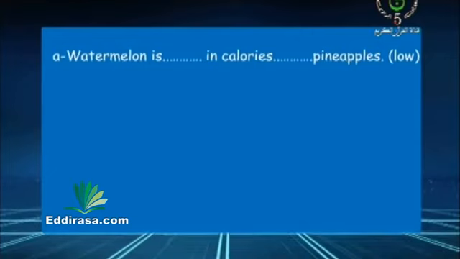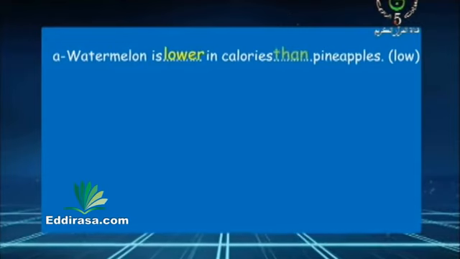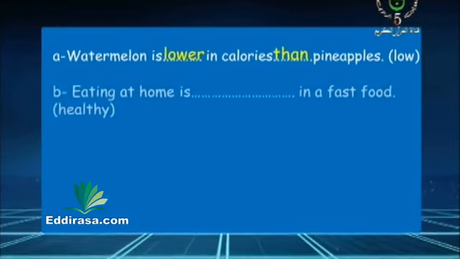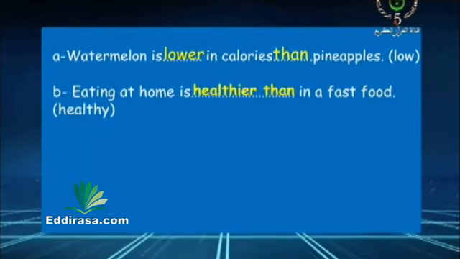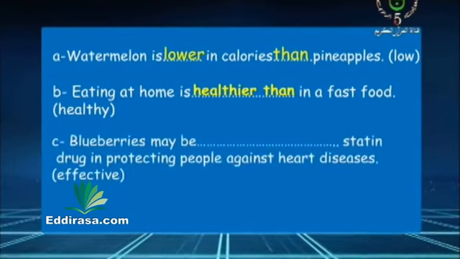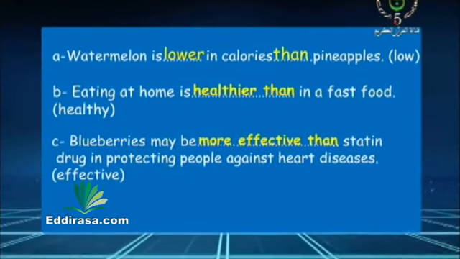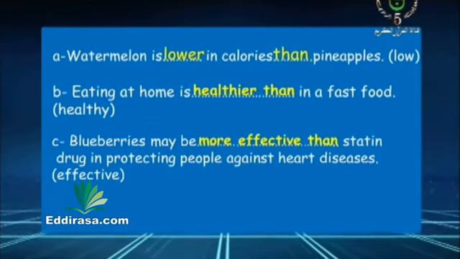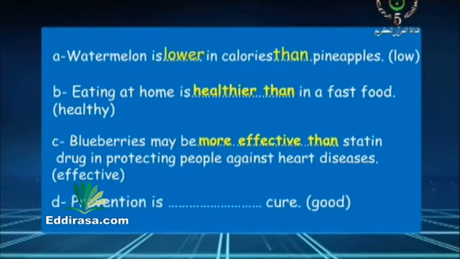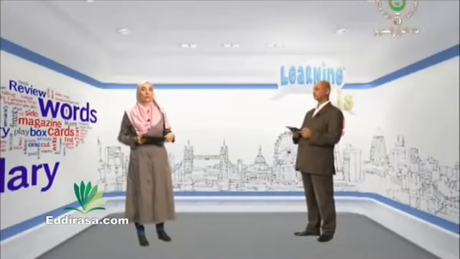So A, watermelon is lower in calories than pineapples. B, eating at home is healthier than in a fast food. And that's a general rule. C, blueberries may be more effective than statin drug in protecting people against heart disease. And D, prevention is better than cure. And now with Mr. Zian, we're going to have a review about the comparative forms of adjectives.